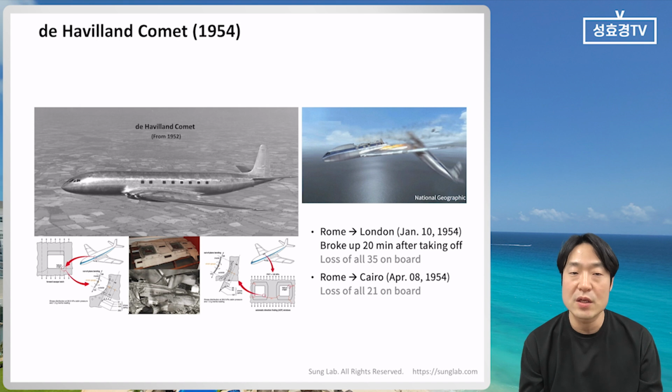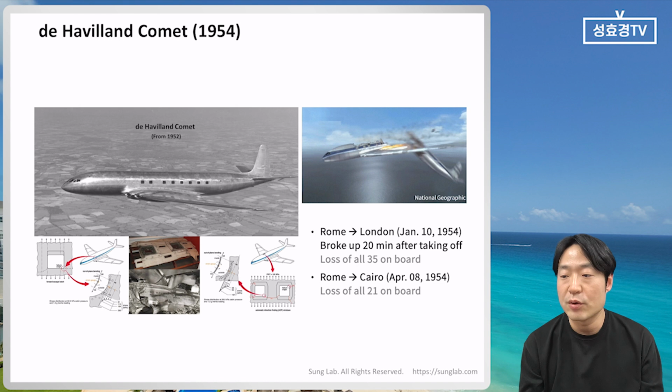When we think about why it happened, as you can see, the window looks like a rectangular shape. Nowadays, you may have experienced that an airplane's window is an elliptical shape. It means that at that time they didn't know about stress concentration. The stress is concentrated in the corner of that window, so it was really a huge problem.